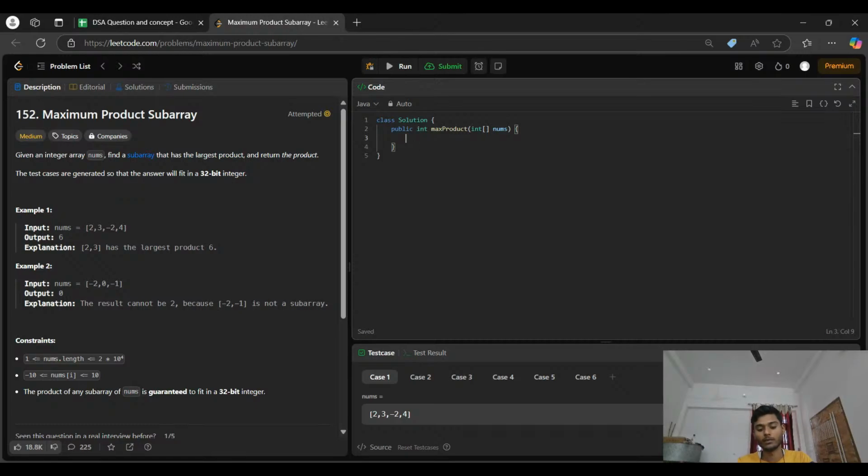Let's start. Example: 2, 3, minus 2, 4. The output is 6, from 2 and 3. Why does the full array fail? Because there is an odd number of negatives, minus 2. In these questions, zeros and an odd number of negative numbers matter. We need to consider zero and odd counts of negative numbers.